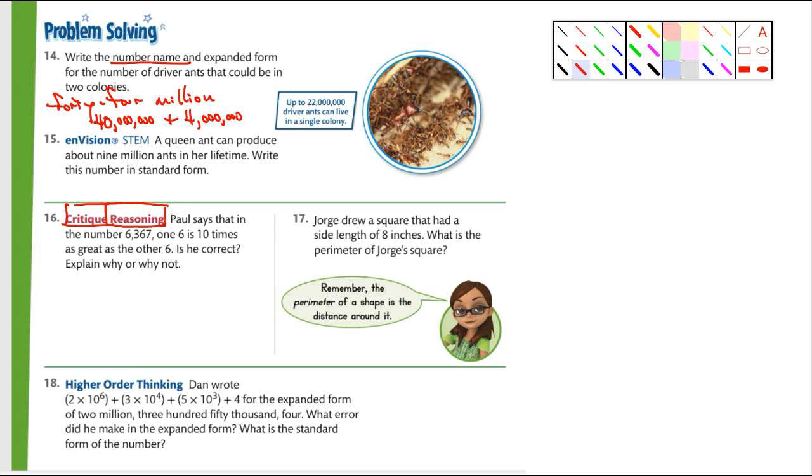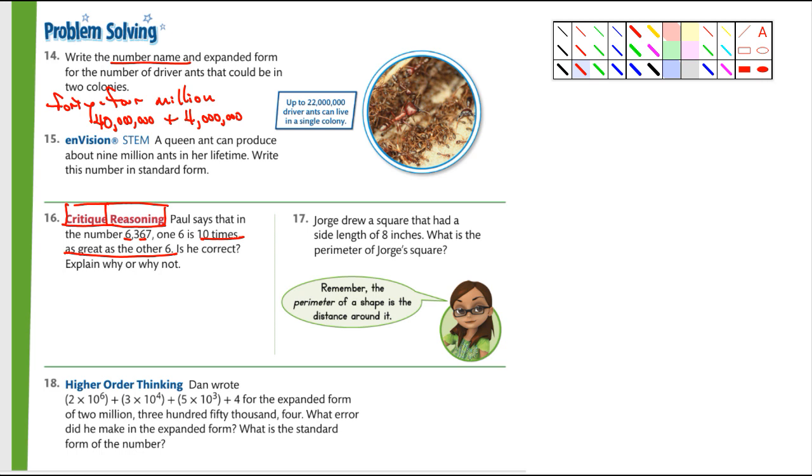Hold on here. Paul says that the number 6,367, the 6 in the thousandths place is 10 times as great as the other 6. Okay, sorry, end of the day, brain's tired. So the 6 is 10 times as great as the other 6. Is he correct? Why or why not?